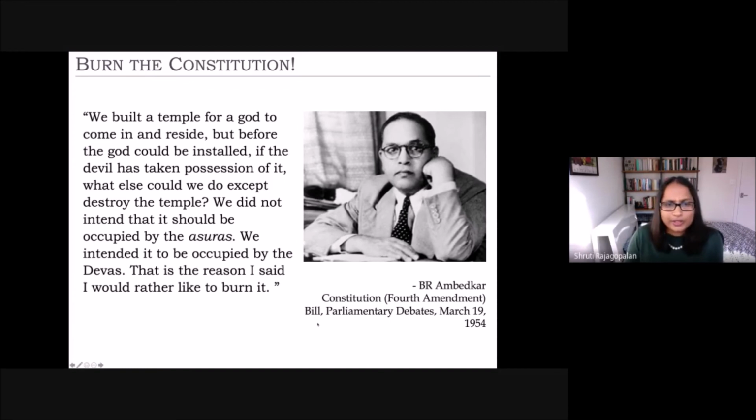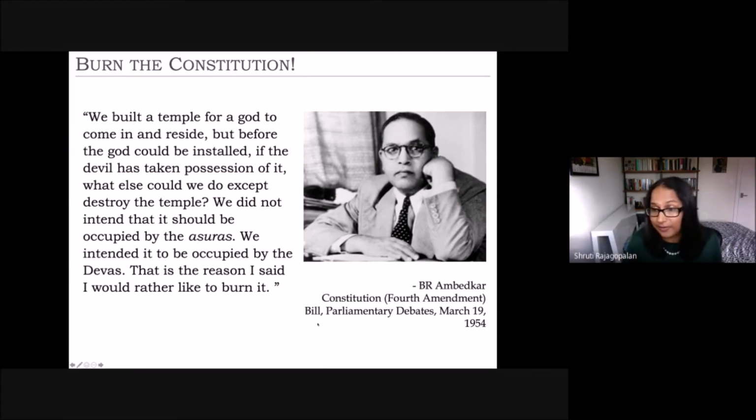And you can just imagine what it must have taken Dr. Ambedkar to say this about a constitution in the framing of which he had been so deeply involved, right? He says, burn the constitution. That is, of course, polemical, but when you read this particular parliamentary debate, there is some deep anguish over the fact that the document that was crafted to create a particular kind of society is now being taken over and amended over and over again for personal gain. And remember, this is in 1954.